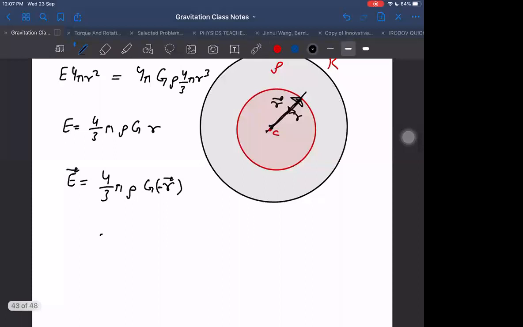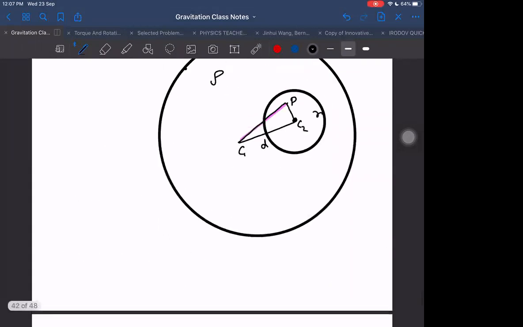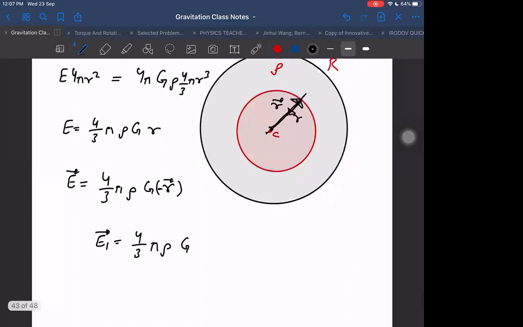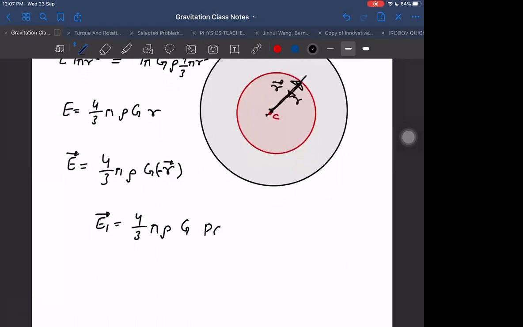So I can simply take E due to the total. E due to the total is 4 by 3 pi rho G into, from where to where? P to C1. I can take the vector P to C1. No need to take minus, it is already towards the C1 side.